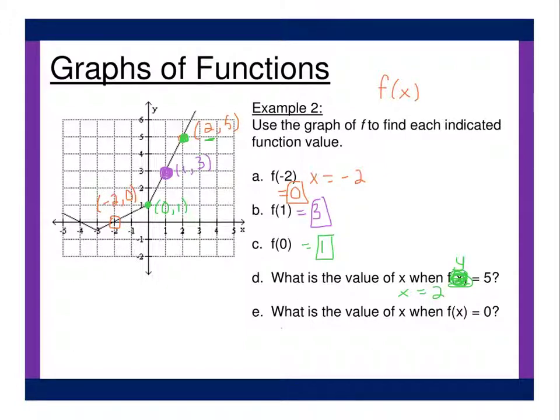So then it says, what is the value of x when f of x equals 0? Well, when y is 0, that happens down here along the x-axis. And so if we look, there's actually 2 spots where our y values will be 0. There's negative 2 comma 0, and then there's also negative 4 comma 0, which is this point right here. So we have 2 answers. x can equal negative 2 and x can equal negative 4.